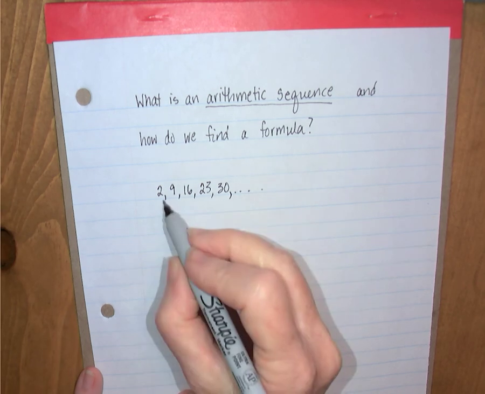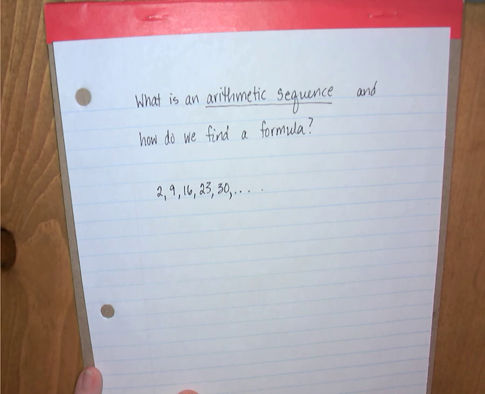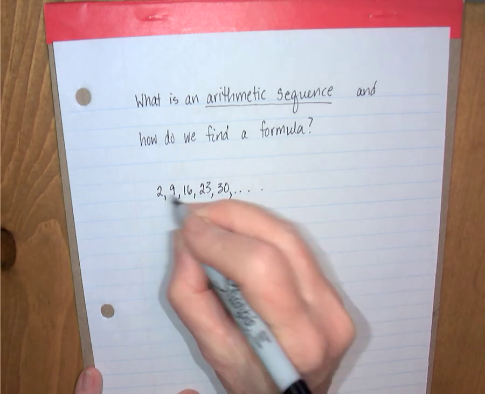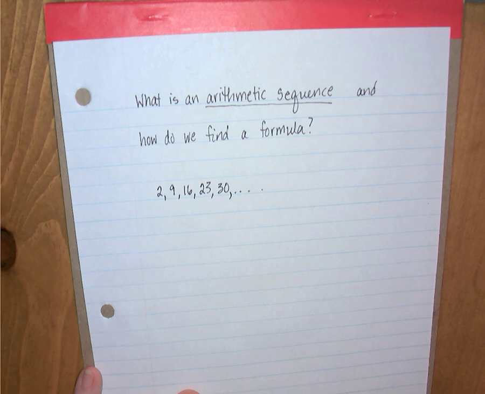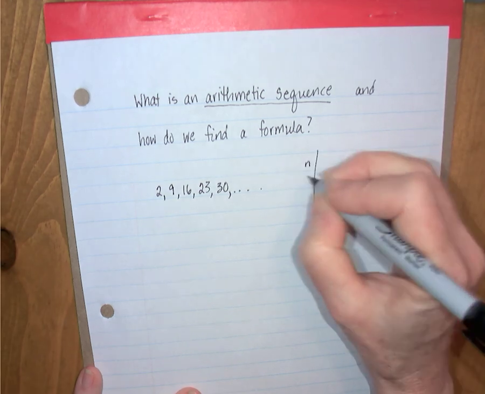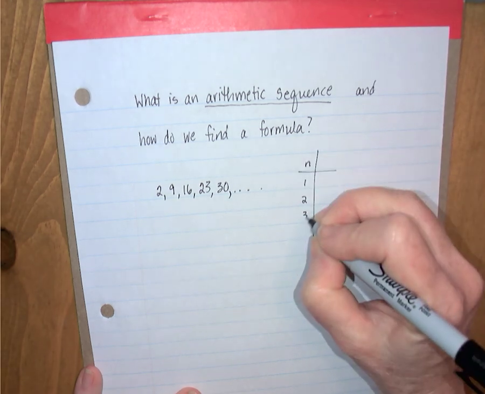But if we have a sequence like this, right, and you're looking for the pattern, you can tell that the pattern is to start with 2 and add 7 every time. Start with 2 and add 7. And how are we going to convert that into an equation? And one way we had been doing it is to look at a table, right?